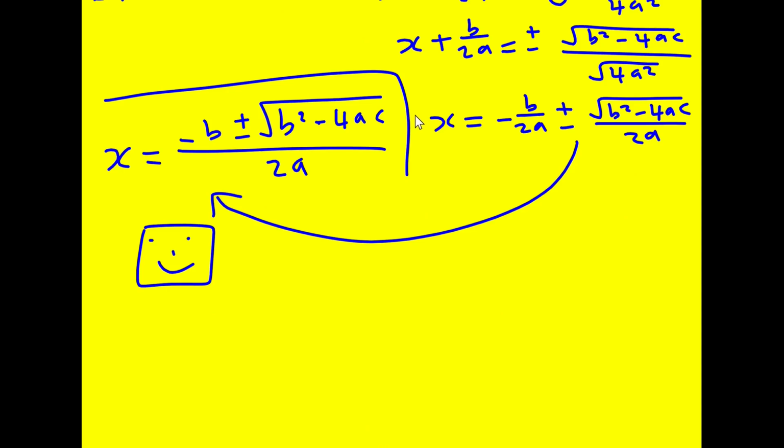Now, if I helped you along the way, my challenge to you is go back and see if you can do it completely from scratch. Can you start with ax squared plus bx plus c equals 0 and get to here? That would be a really good achievement.